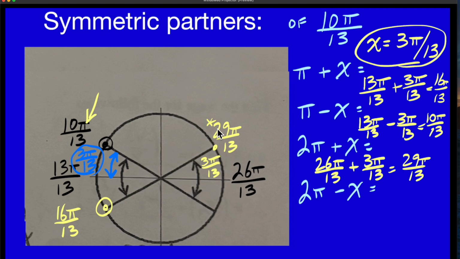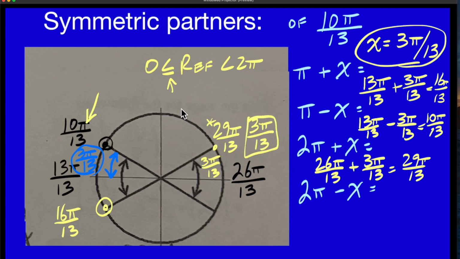But folks, technically that is not a reference value of the unit circle. The reference values, recall, are between 2 pi and 0. And note, that has an equal sign. The reference values are greater than or equal to 0, but they are less than 2 pi, meaning 2 pi is not a reference value, 0 is. So we're going to go ahead and change that to a value within this interval. And our final answer here for the symmetric partner is going to be 3 pi over 13.